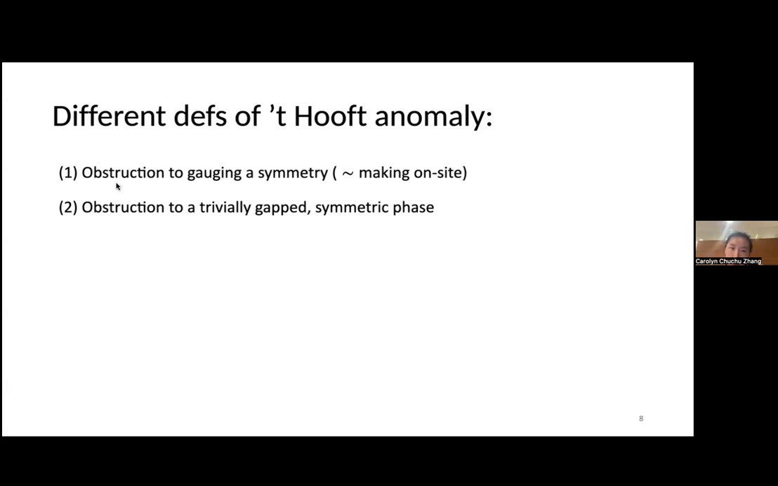So one definition of a 't Hooft anomaly is that the representation of the symmetry prevents you from gauging it or making it on site. Another definition of a 't Hooft anomaly is an obstruction to a trivially gapped symmetric phase. And we saw in the earlier example that both of those things happened at the same time. The first definition is maybe more popular in the high energy theory context, whereas the second definition might be more popular in the condensed matter context.